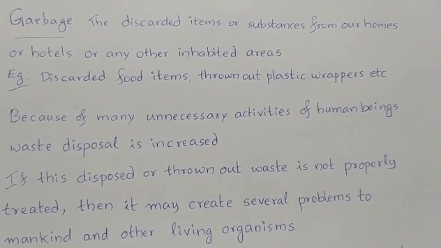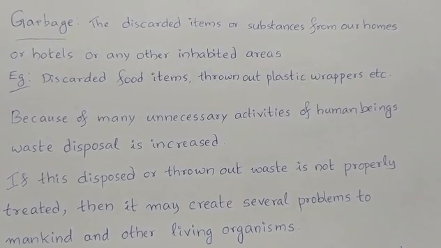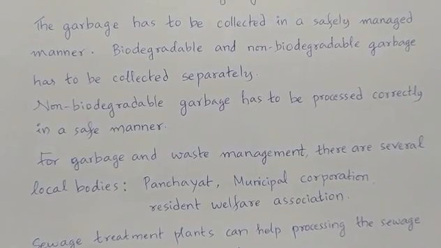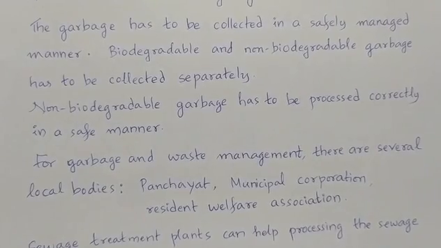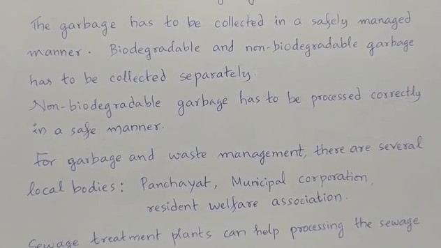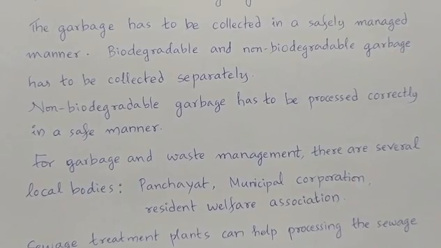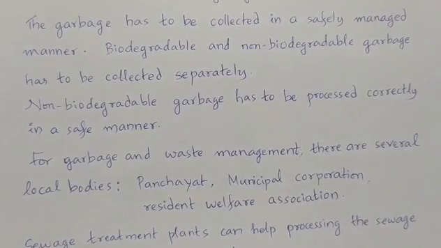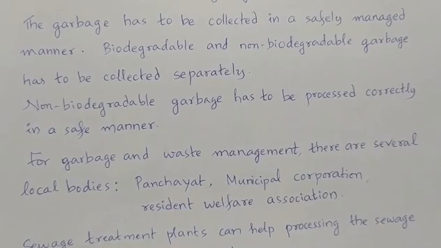If this disposed or thrown out waste is not properly treated or managed, then it may create several problems for mankind and other living organisms. So, how to treat this garbage? The garbage has to be collected in a safely managed manner. In our garbage, two types of waste materials will be there. Certain things can be biodegraded, certain things cannot be biodegraded. Means both biodegradable and non-biodegradable substances are present in garbage.